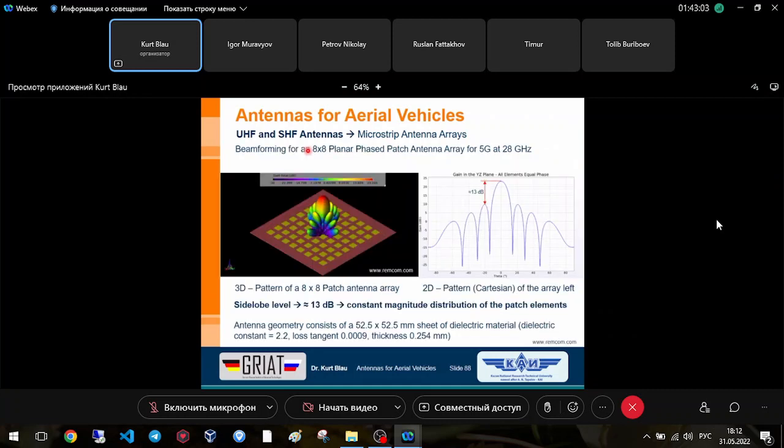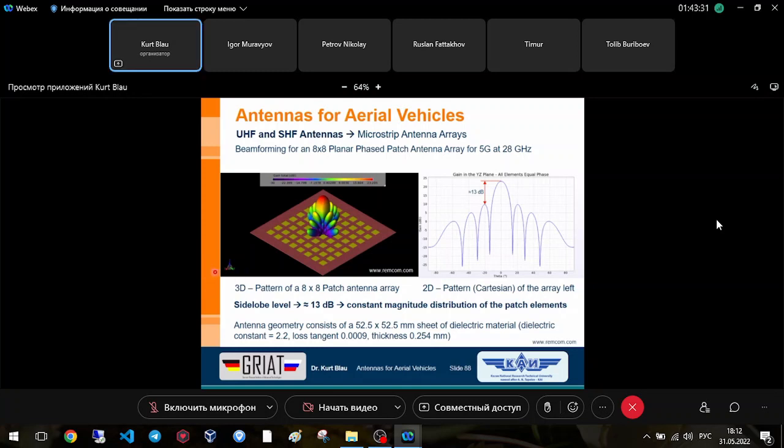And with this excitation of the elements, you can achieve about, let's say, 30 dB side lobe level. But you have to pay for this with a reduced gain. This is what I wanted to say to you. But in our case here, the direction of excitation is different.